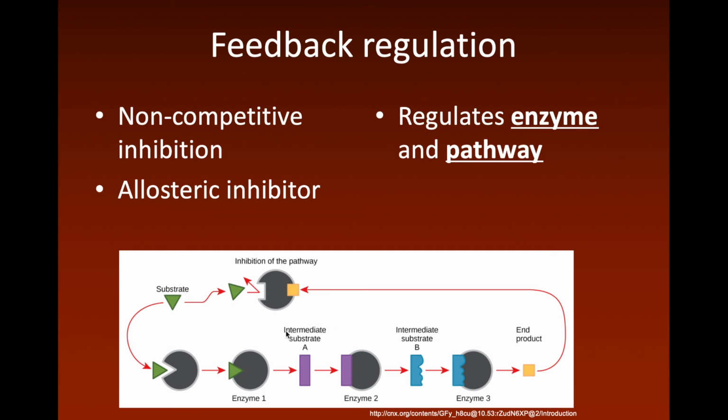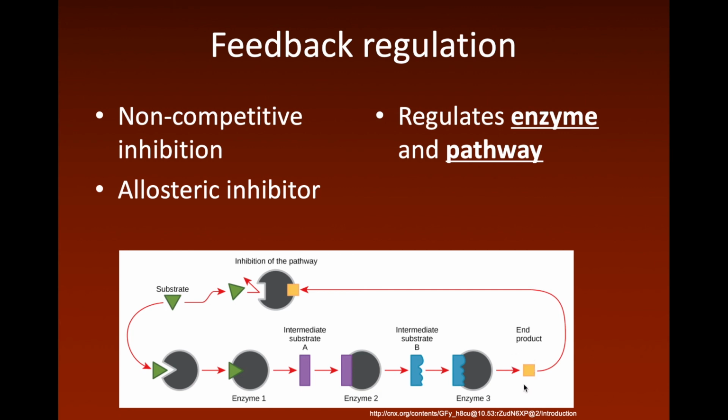Okay, so let's see what happens here. So normally, let's say we have a substrate that then binds to the active site on enzyme 1, and there's some intermediate product that's made. This becomes the substrate for enzyme 2. There's the product, becomes substrate for enzyme 3, and here's the end product. And again, let's just say this is some particular amino acid. So the cell will just continue to work through this pathway, generating those products as long as they are needed for biosynthesis or whatever that next step is.